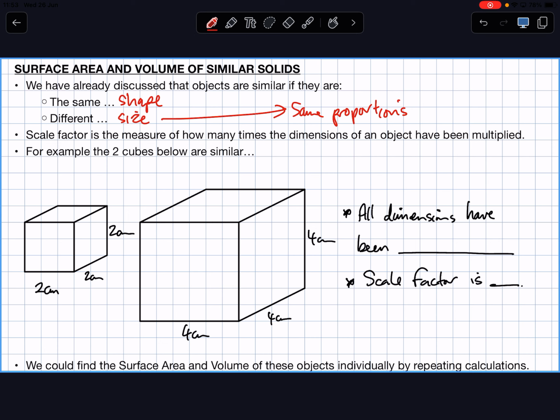So scale factor is the measure of how many times the dimensions of an object have been multiplied. So if I look at these two cubes below, what are the dimensions of the smaller cube? 2 by 2 by 2. What are the dimensions of the bigger cube? 4 by 4 by 4. What have I done with those dimensions? All dimensions have been multiplied by 2. So therefore, what is the scale factor? 2. So get that down if you need it. It's not vital because these aren't formula. It's just for me to explain to you what is scale factor.